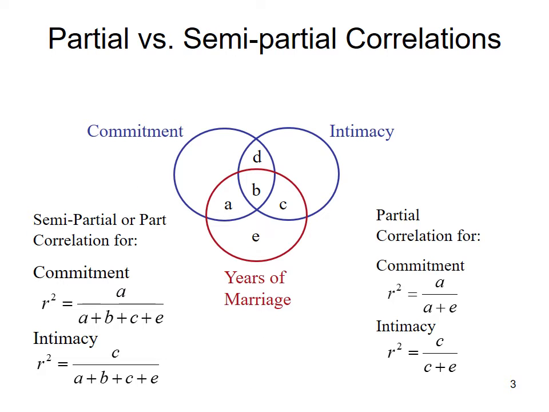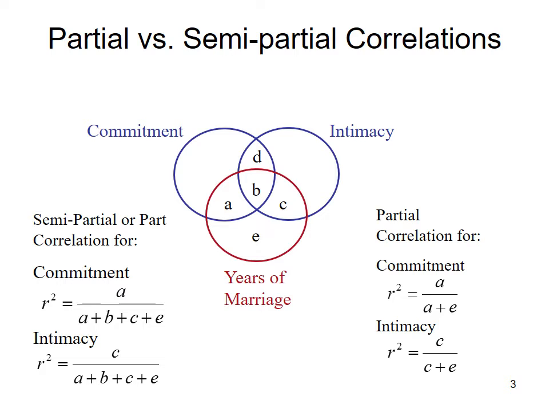So if we're wanting to talk about the types of variance that's being explained, we can talk about it in two different ways. And the best way to look at it is to continue with this example with our lettered boxes. What we're looking at here at this point is either a semi-partial or part correlation or a partial correlation. I'm going to start on the right here with the partial correlation.